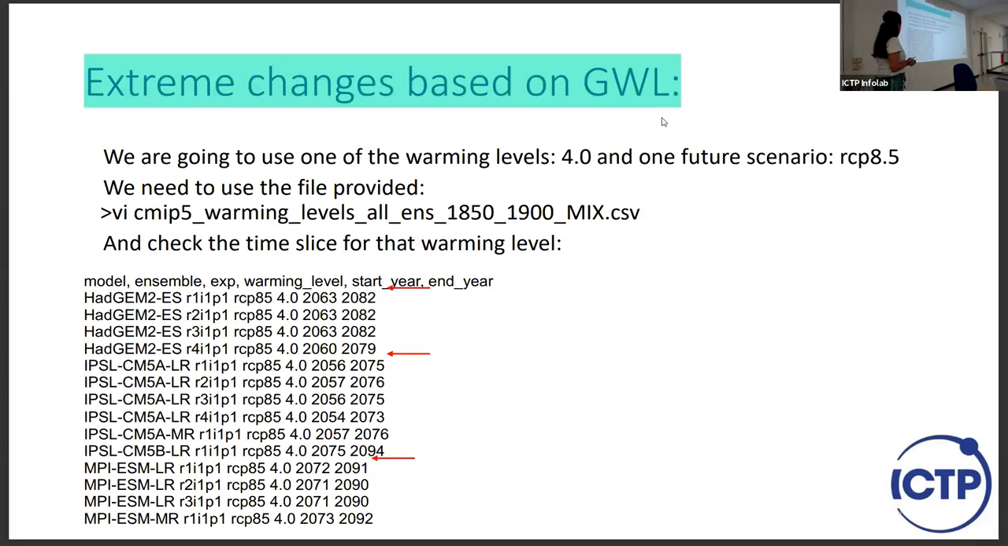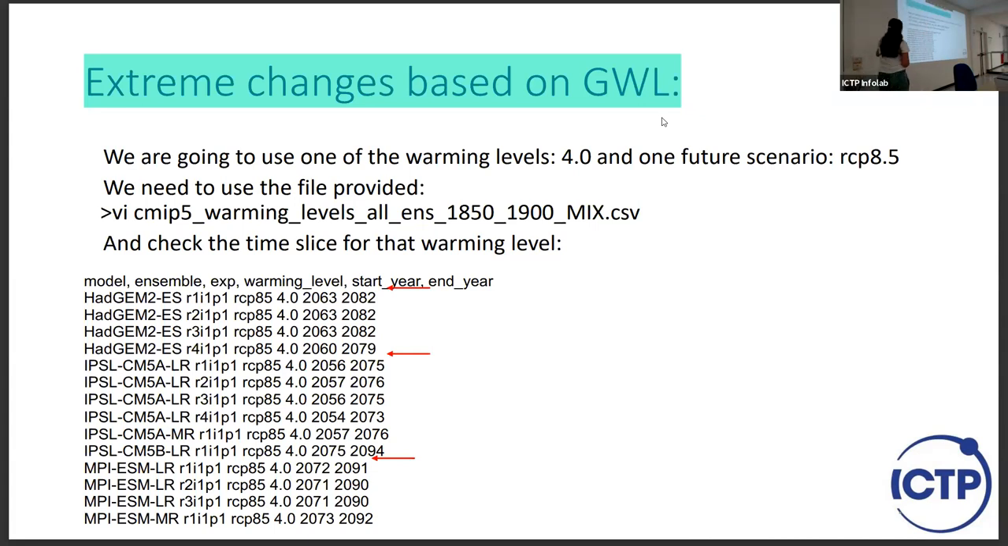Okay, so if we want to compute the change for any of the indices that you are using, you will need to take a look at this file, this table of warning levels. For example, if I say, okay, I'm going to be dramatic, I will use the scenario RCP 8.5 and the global warming level 4. So we need to know, as Francesca showed, when the model that I am using is going to reach that 4 global warming level, right?